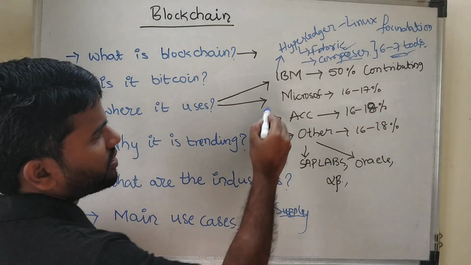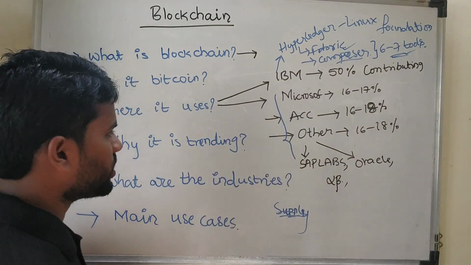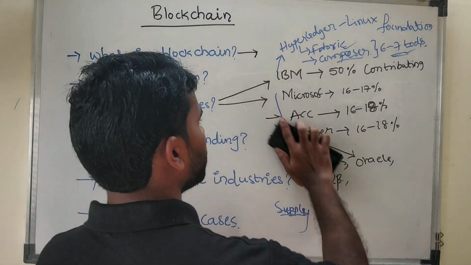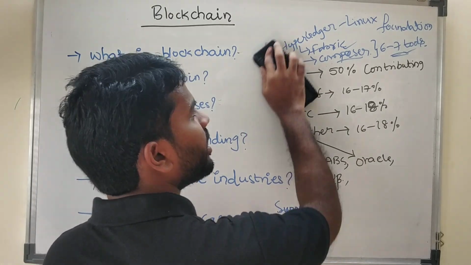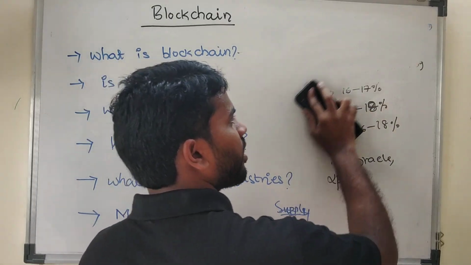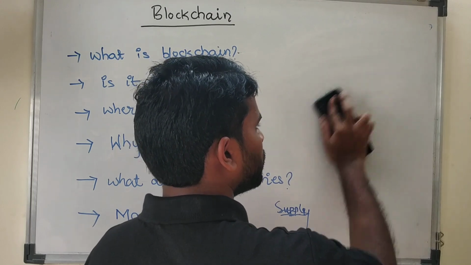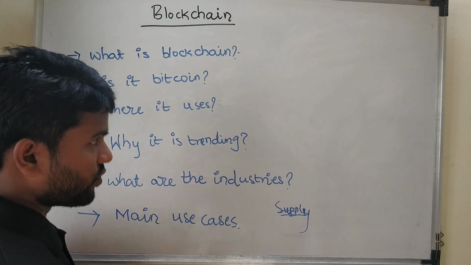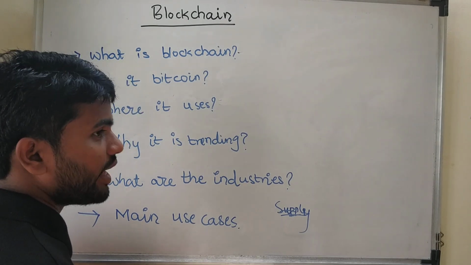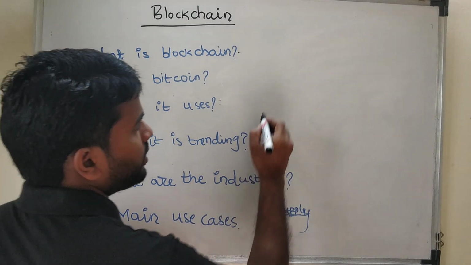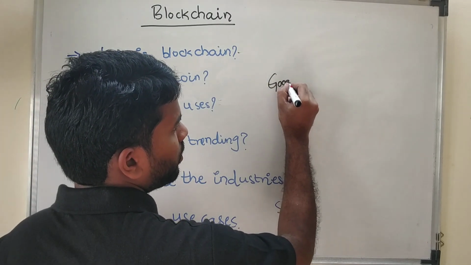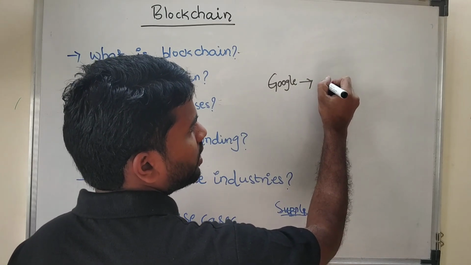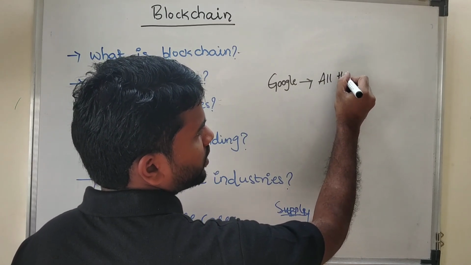Microsoft is also concentrating on these blockchain use cases. Why is it trending? I told you already. Once you enter some data in blockchain, you cannot modify that data, so you know that it is trustworthy data. For example, take Google: whatever you search in Google, it will give you all the data related to it.